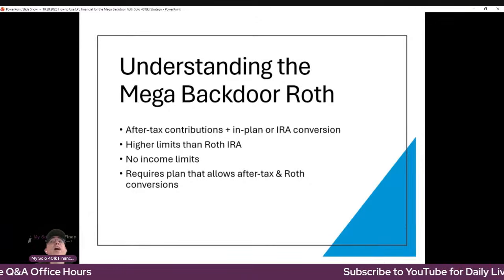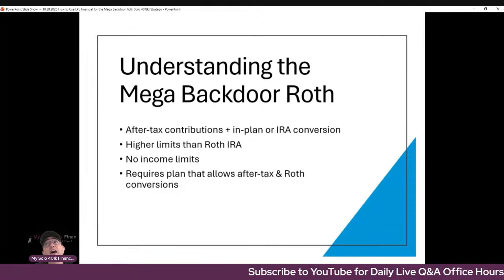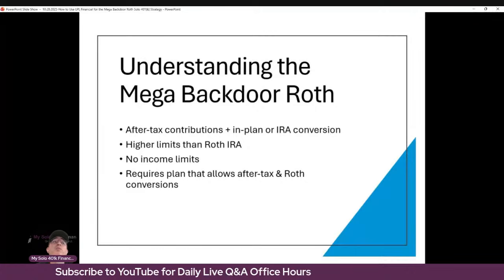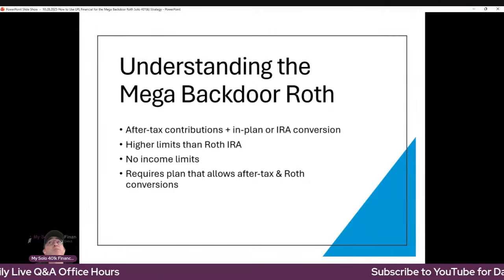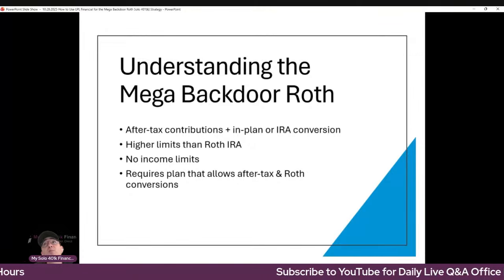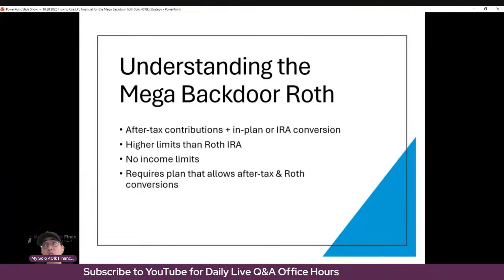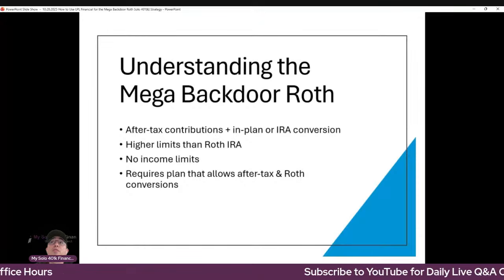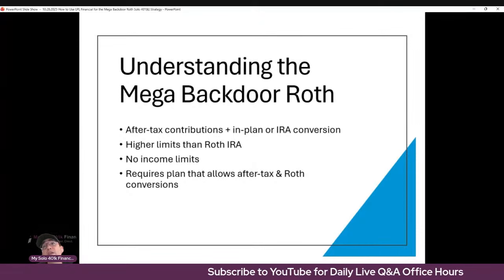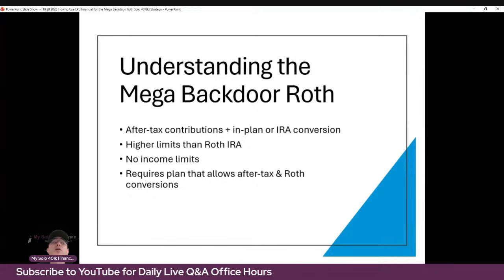Now you need to have plan documents that allow you to make these Mega Backdoor Roth Solo 401k contributions. For example, the plan offered by My Solo 401k Financial will allow for both steps. Our plan documents, number one, allow you to make the voluntary after-tax Solo 401k contribution. And then our plan documents also allow for the in-service conversion to a Roth account. Our plan would allow for both a transfer to a Roth Solo 401k or out of the plan to a Roth IRA.